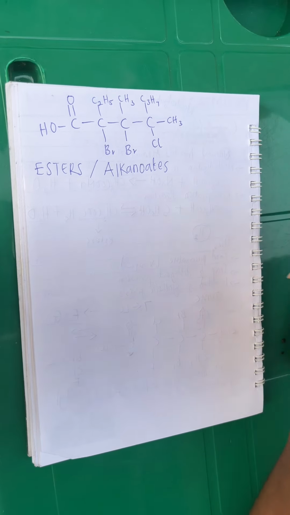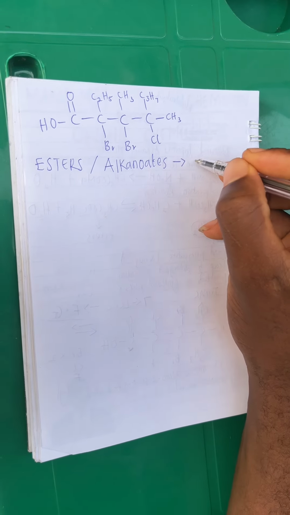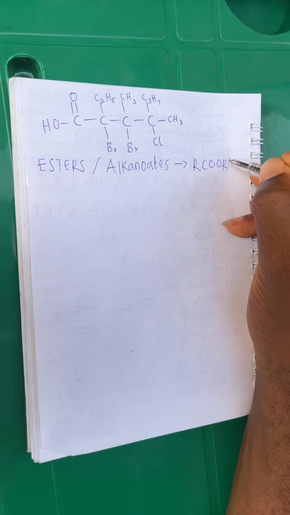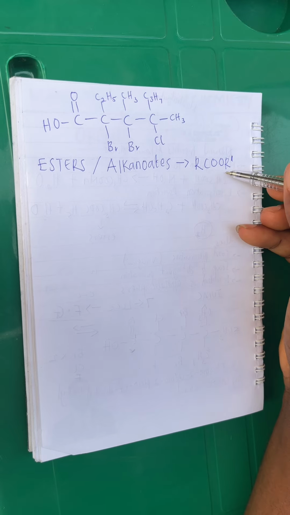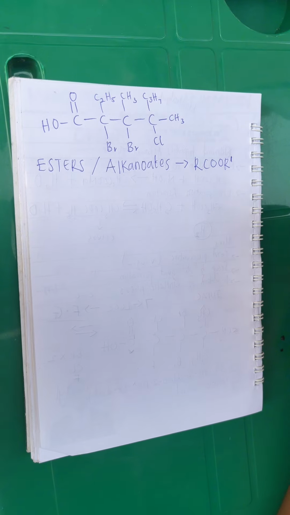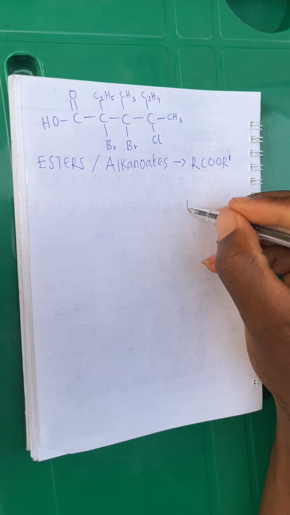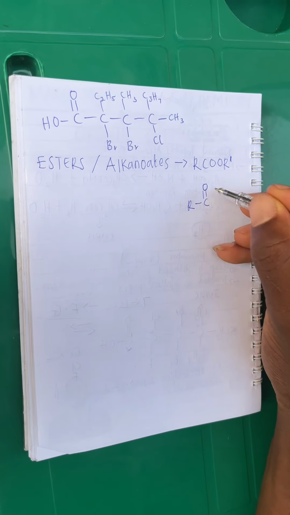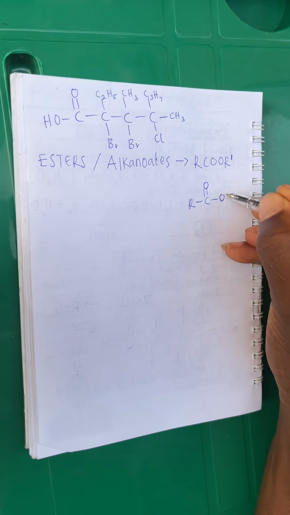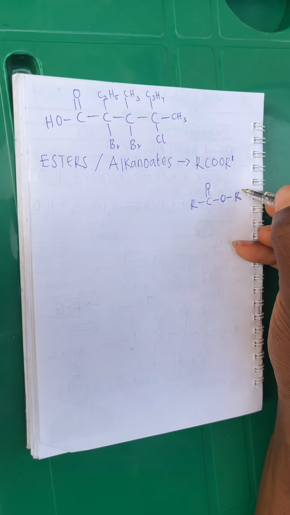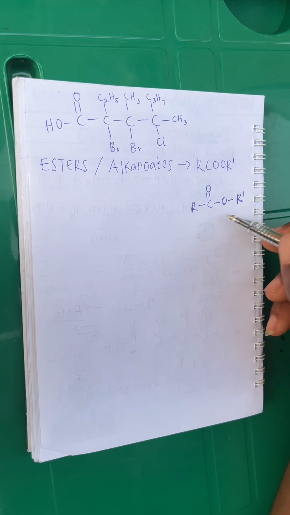The general formula for the esters is RCOOR'. Let me try to write down the structure so you can get it. You have R bonding to a carbon, the carbon having a carbonyl, then oxygen bonding to R'. This is how an ester looks.